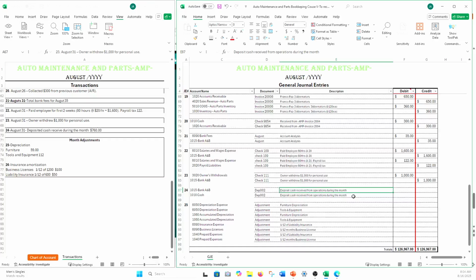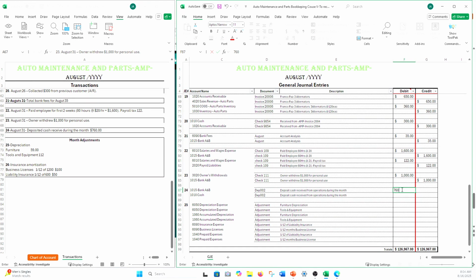So let's do number 24. August 31. Deposit cash received during the month. Based on the calculation that I did, we have been receiving and putting money in the cash account for 760. So we are going to transfer or deposit that amount inside the bank, in our checking account. So we are going to make a deposit. That means the bank is going to increase by 760 and our cash is going to decrease by 760.